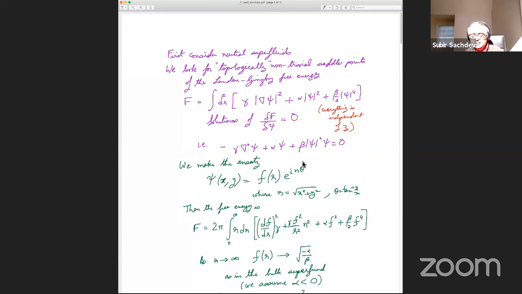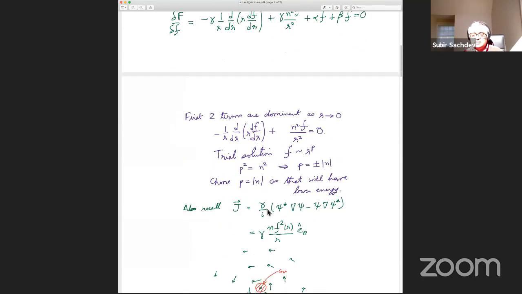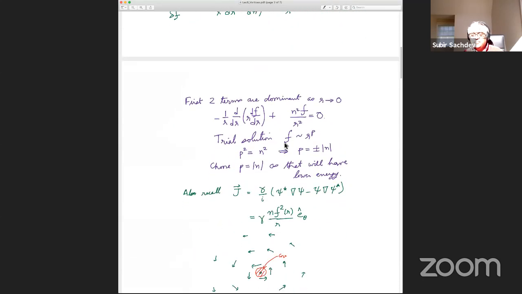Of course, the global minimum is psi equals square root of minus alpha over beta. But we impose a condition that the phase of psi has a winding at infinity of n, where n is some integer. It has to be an integer, otherwise psi is not single valued. Okay, so you insert this in here, and this is what the free energy becomes in terms of the radial function f of r. And then we showed that as r goes to 0, f should go linearly with r to the power n, or mod n, sorry.